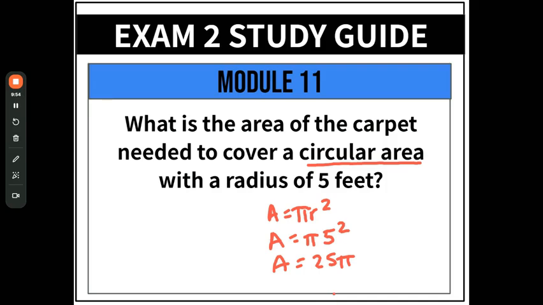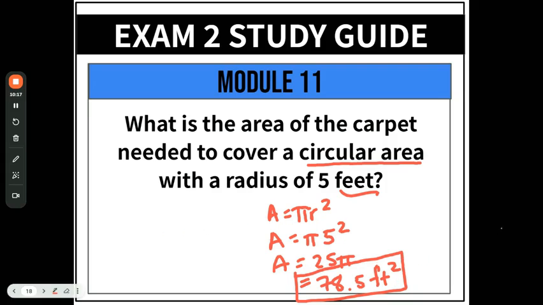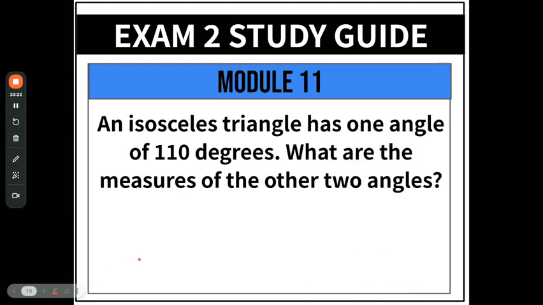And when I multiply that out, it's going to be 78.5 feet squared. Area is always going to be units squared. If we're working with circumference or diameter or radius, those are going to be regular units, but area is going to be units squared.